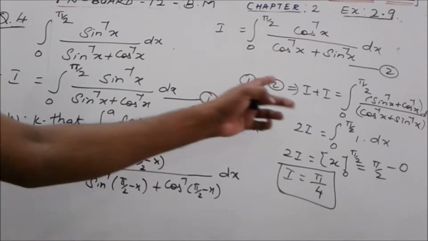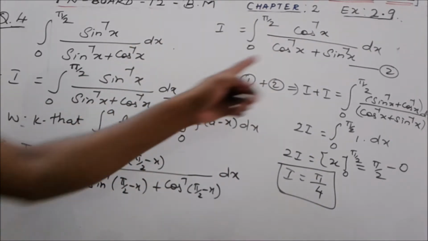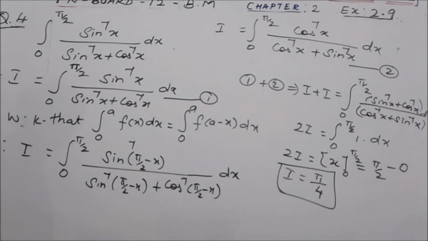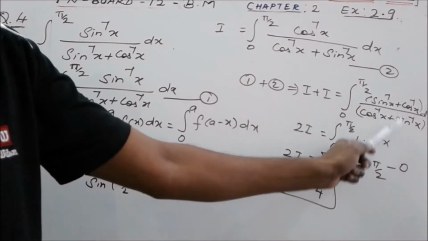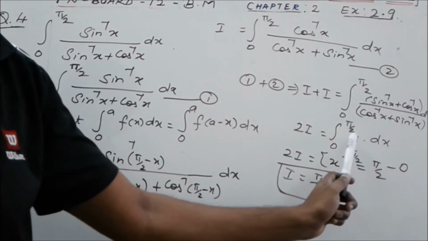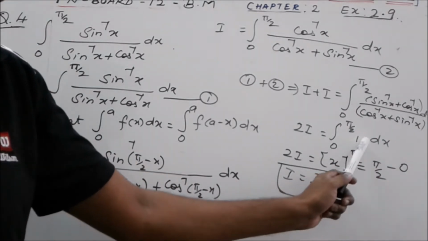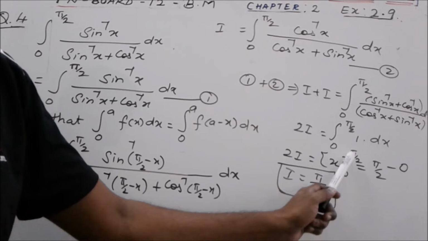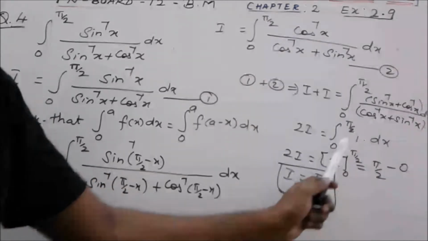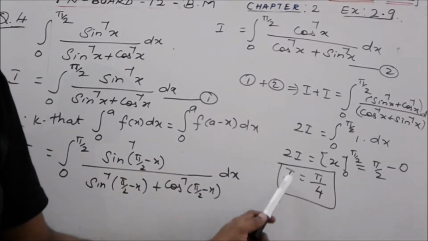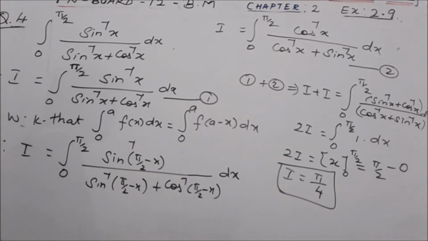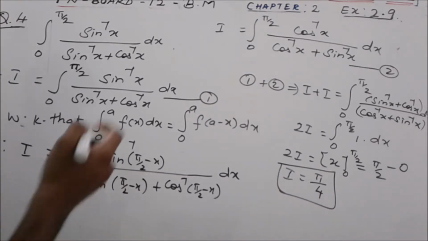Look at here. Adding 1 and 2, we have equal denominators. We take one denominator, cos^7 x plus sin^7 x, and add the numerators, sin^7 x plus cos^7 x. Numerator and denominator are equal, so cancel them and 1 appears. Integrating 1 into dx gives x. Applying the upper and lower limits pi by 2 and 0, 2I equals pi by 2, so I equals pi by 4. That's all. This is a very important problem.